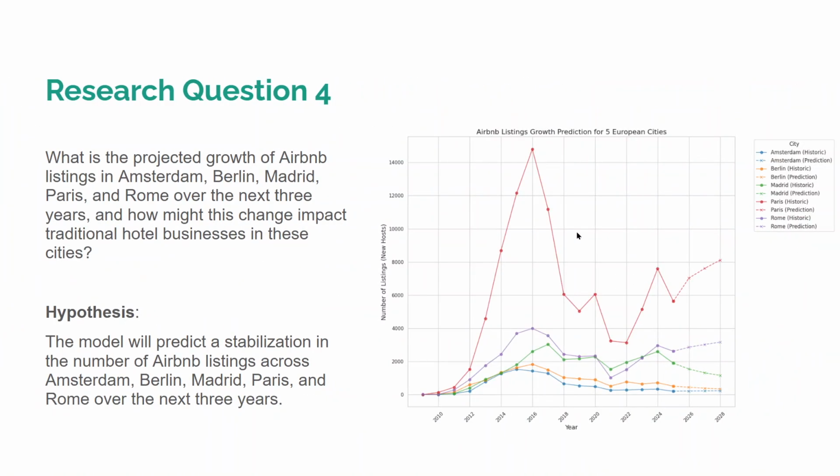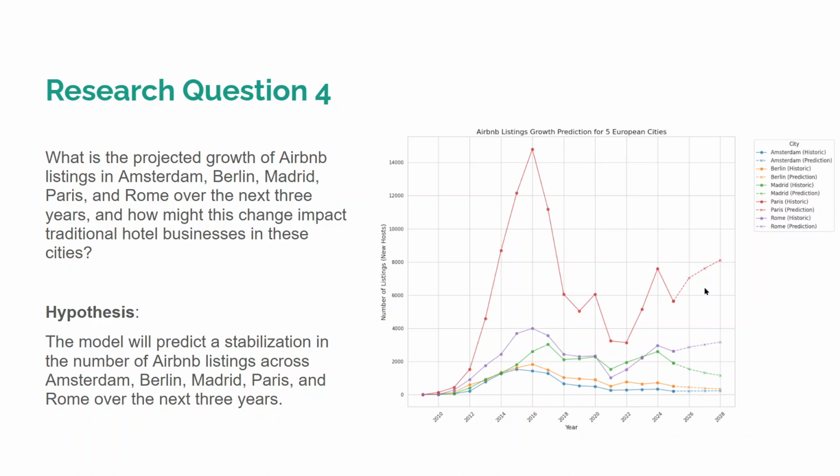So my last research question is what is the projected growth of Airbnb listings in these 5 cities over the next 3 years, and how might this change impact traditional hotel businesses in these cities. My initial hypothesis was that the model will predict a stabilization in the number of Airbnb listings across these cities over the next 3 years. But when we see my model, it's not really stable. It's stable for only 2 cities, but not for the other 3.